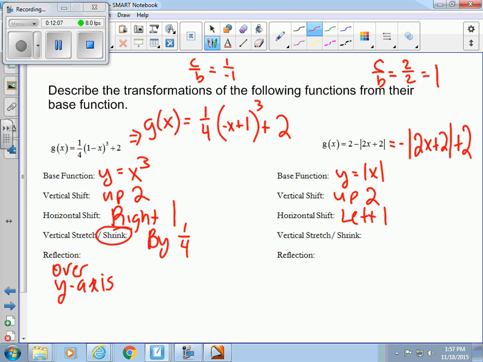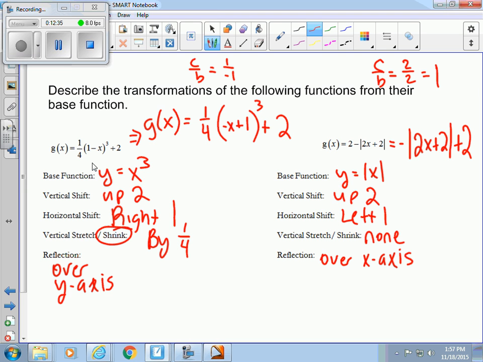There's a negative in front of it. There is. What is that? Reflection. Where does it reflect? Good. Any questions about that one? So if there's just a negative sign, but there's no number, then there's no stretch or shrink.